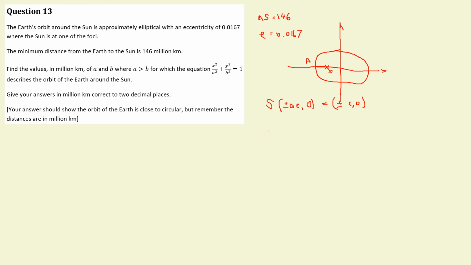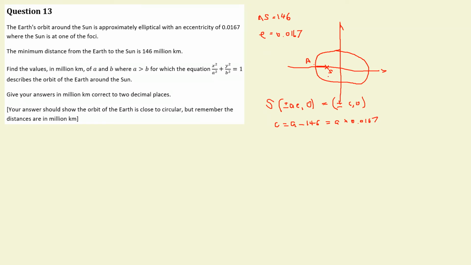Well, our distance C, also we know that the distance from there to there will be, well, this distance is A, isn't it? From the origin to the point A, that distance is A. So C, the distance to the focus, is A minus this 146. We know that. But we also know that that is A times E, don't we? Because that's just what we're told. Well, there's an equation for you that will let you work out A.